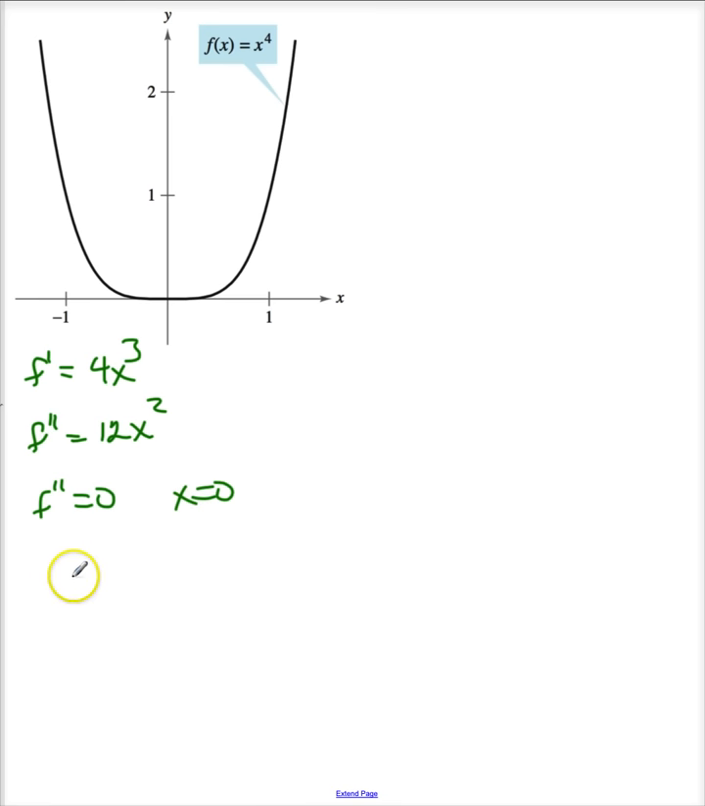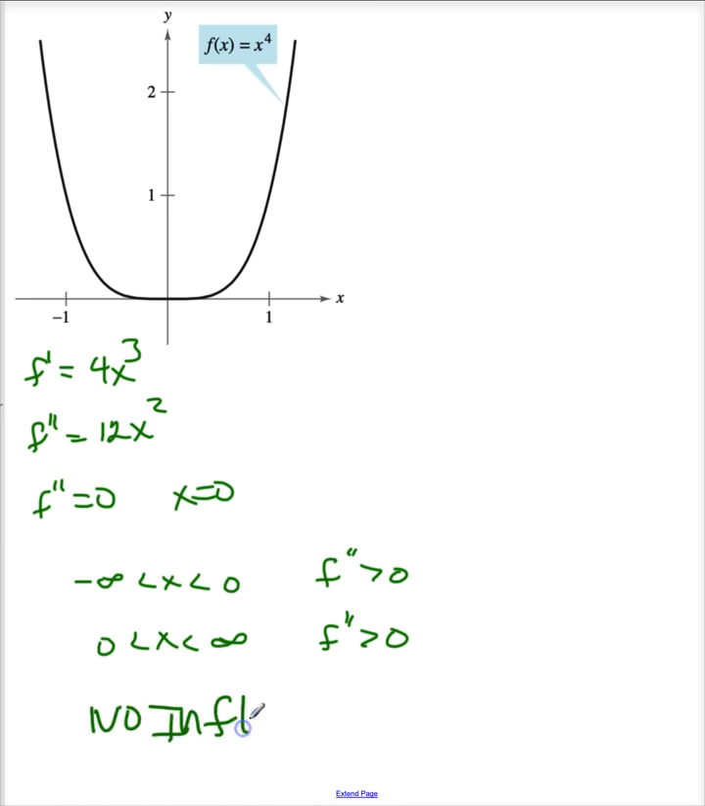And why? Let's look at the interval from negative infinity to 0. So we're going to look at negative x values. When x is negative, f double prime is still positive. Similarly, when x is positive, f double prime is positive as well. So we don't have an inflection point because the second derivative does not change sign from positive to negative or negative to positive.